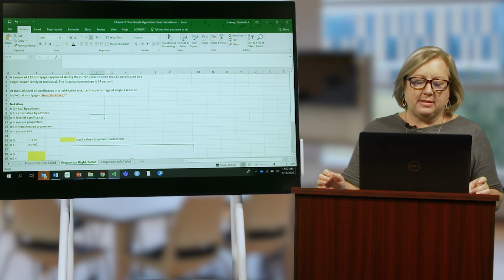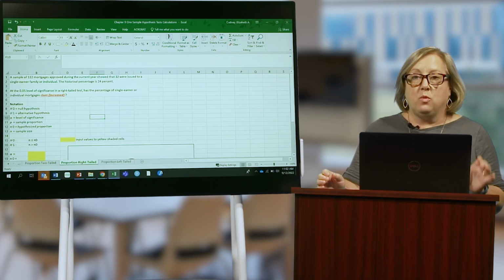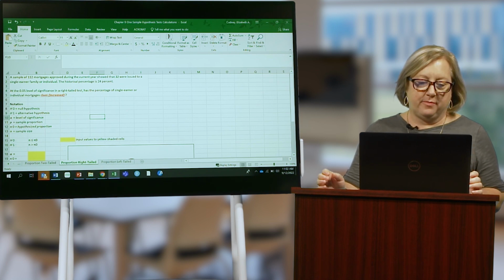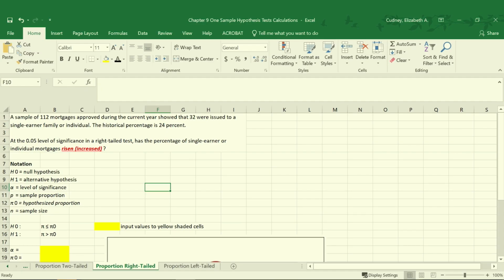In this video, let's take a look at a one-sample hypothesis test for proportion when we're doing the right-tailed test. In this example, we have a sample of 112 mortgages that were approved during the current year, and it showed that 32 were issued to a single earner family or individual. The historical percentage is 24%.